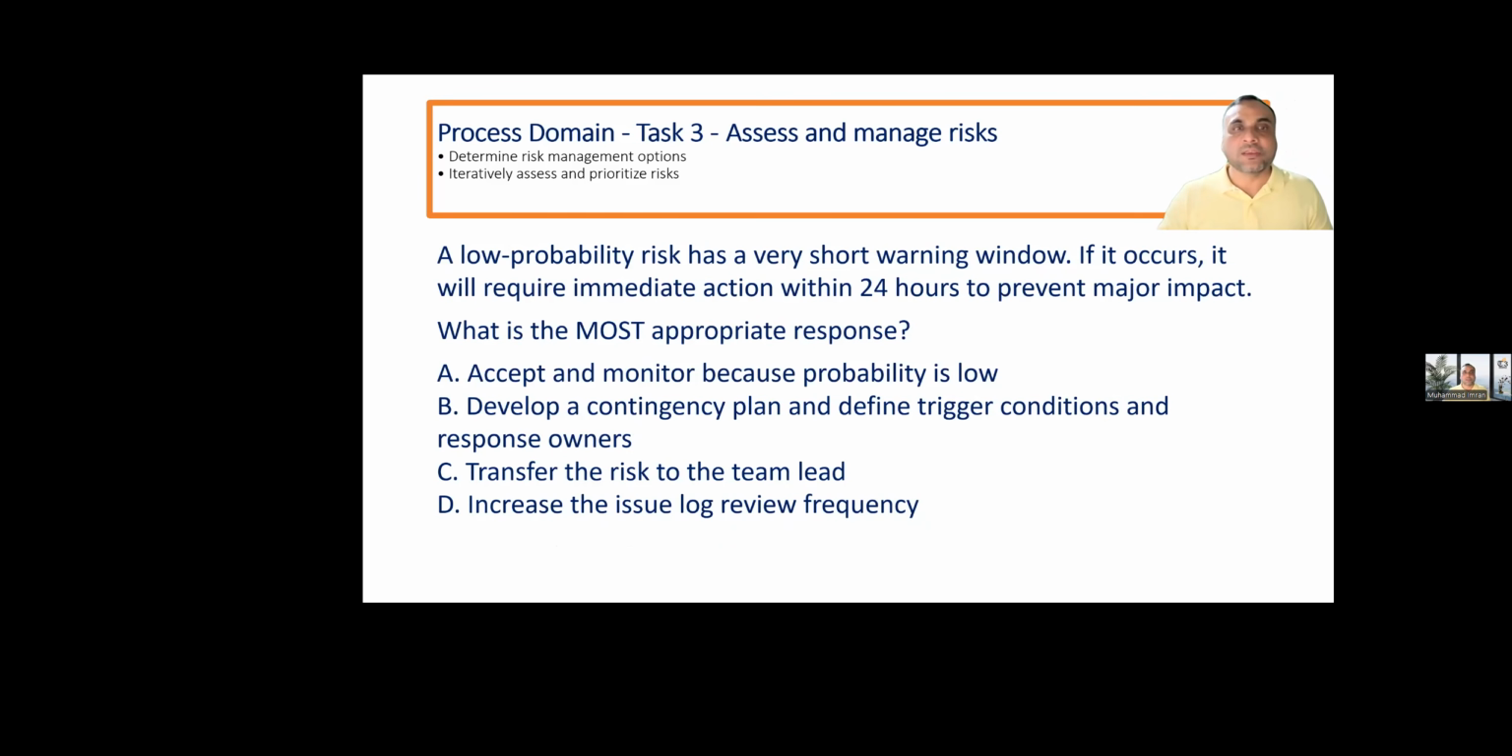A low probability risk has a very short warning window. If it occurs, it will require immediate actions within 24 hours to prevent major impact. What is the most appropriate response? The question should give you the answer itself. Risk is low probability and the window is very short. If it occurs, it will require immediate action within 24 hours to prevent major impact. So the window of the risk is very small, but probability is low. What is the most appropriate response?